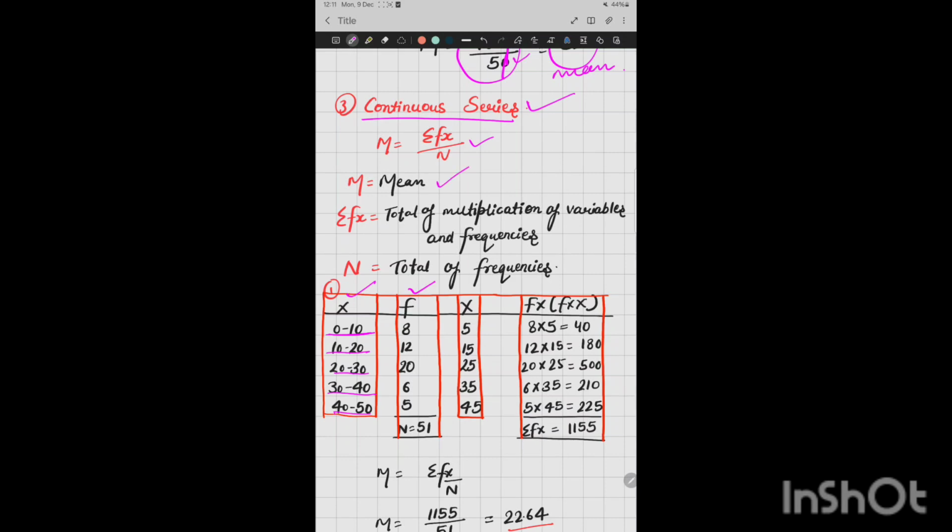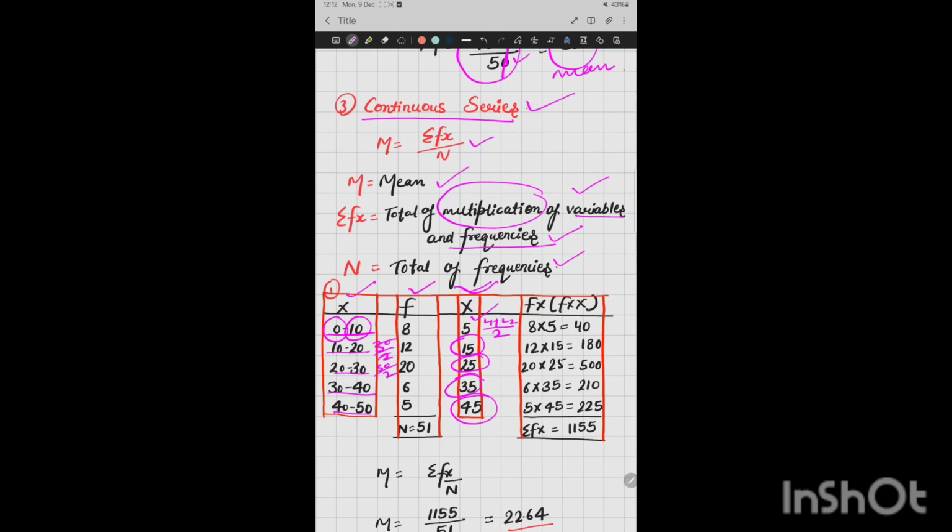Here m stands for mean, sigma fx is the total multiplication of the variable into frequencies, and n is the total of the frequencies. Now if you need the multiplication of the variables and frequency, you need to have the variables in one digit, and for that you add L1 plus L2, that is the lower value plus the upper value, and then divide it by 2. So 0 plus 10 is equal to 10, and 10 divided by 2 is 5. Again 10 plus 20 will be 30, and 30 divided by 2 will become 15. Then 20 plus 30 will be 50, and 50 divided by 2 is equal to 25. And same like that 35 and 45.